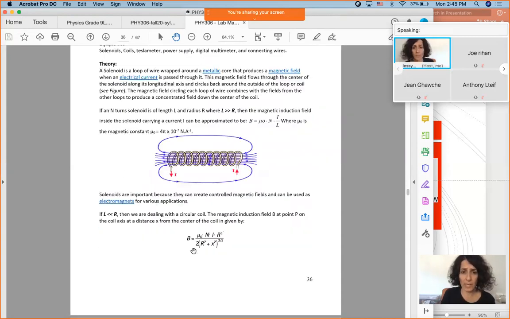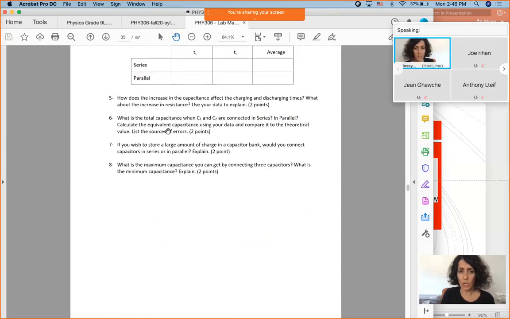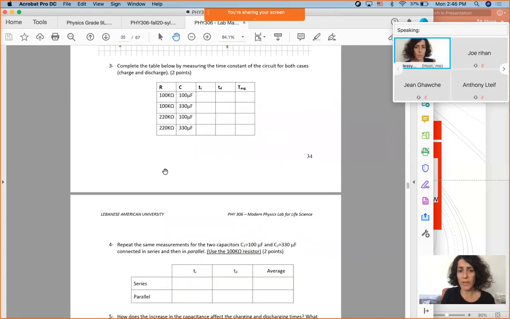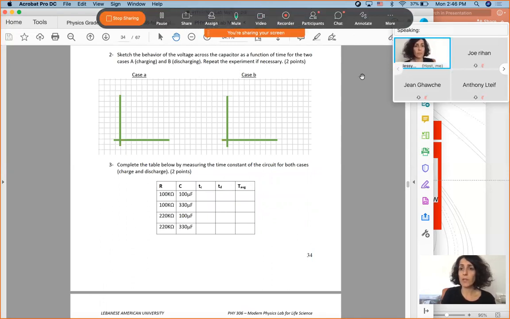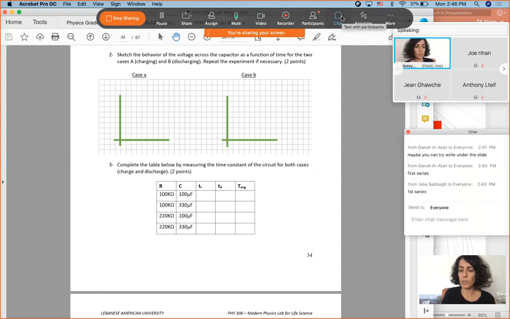And that's it. You see how easy and short the lab is? Only 4 questions. The tables are already done by me. So I think it will take you 20 minutes to finish. You see? So I'm done. That's it, unless you have some questions.